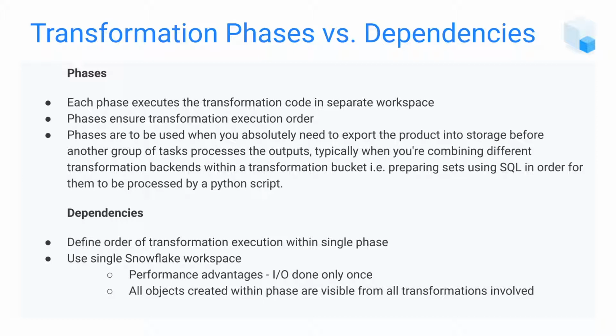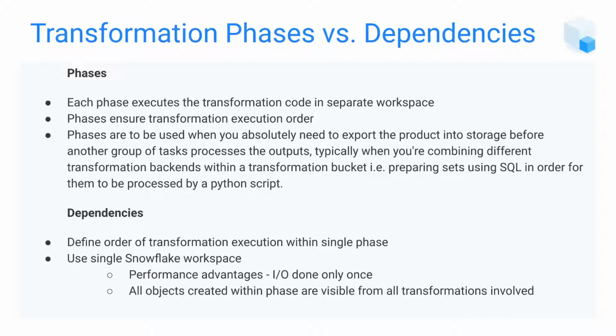All of the transformations within a single phase are executed in a separate workspace, and phases are recommended to be used only when you absolutely need to export the table into the storage before another transformation takes over. This is, for example, when you want to prepare the data in a SQL transformation and then use a Python script to transform the data further. So you would have a SQL transformation in phase 1, and in phase 2 you would have a Python transformation which would work with the output table from phase 1.